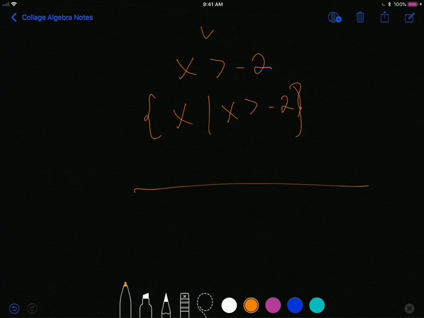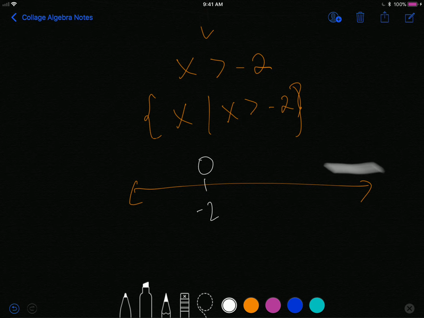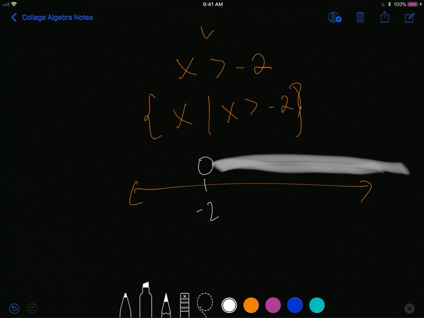I have my number line. Somewhere in my number line is a negative 2. I have an open circle, and of course I shade greater than, above that circle. And I have one interval, and so my interval notation will be open parenthesis negative 2 to infinity. Again, you use parentheses when you have an open circle. You use a square bracket when you have a closed circle.